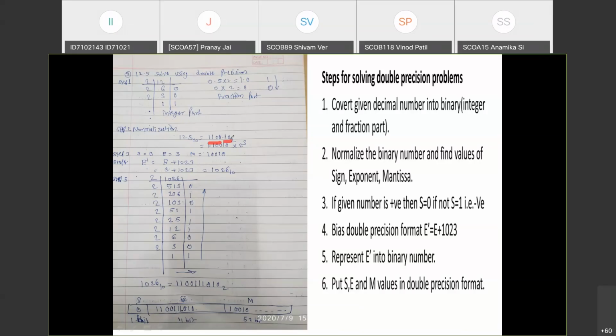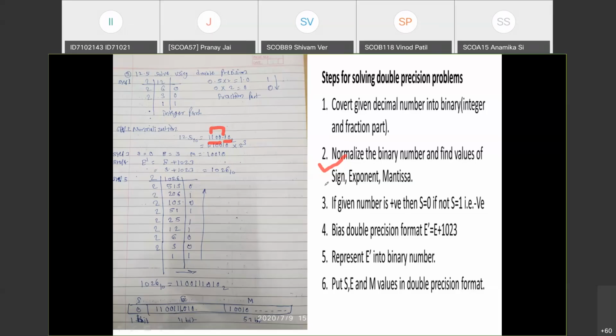Then we have to go to the second step, that is the normalization step. In that normalization step, we need to move this decimal point to after this first 1. How many bits are you moving? 3 bits. So I have written 1.10010 multiplied by 2 raised to 3.